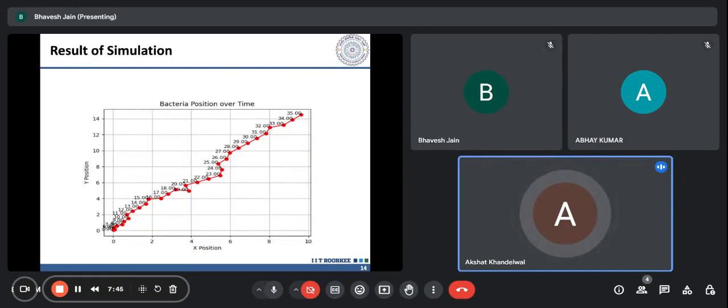This is the result of our simulation, where you can see that the bacteria is not moving straight forward. It is tumbling, and after 35 steps, it will reach the food. Now we will demonstrate how we simulate this result.